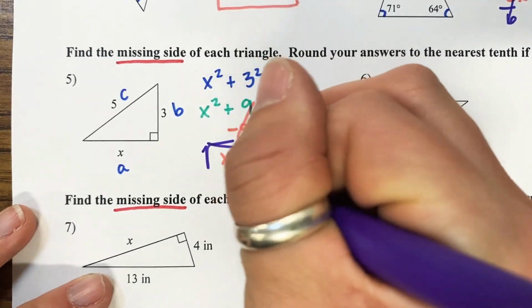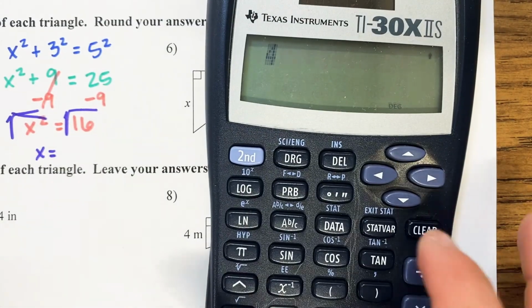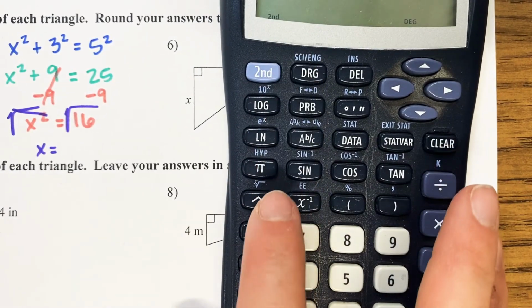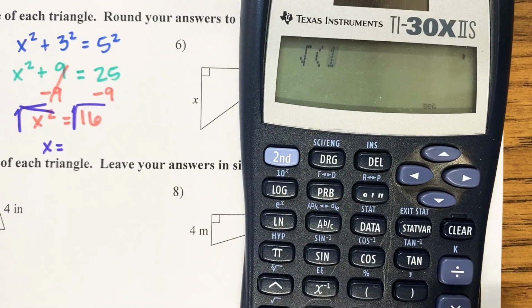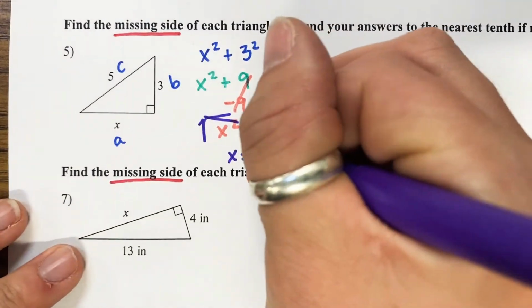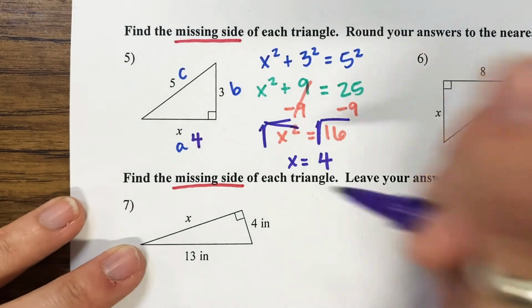Do the same thing to both sides. Now we get x by itself. What is the square root of 16? Remember you have this button on your calculator, you're going to want to click second, and then above the x squared is the little square root sign, so click that. 16, and we get 4. So we know that my missing side right here was 4.